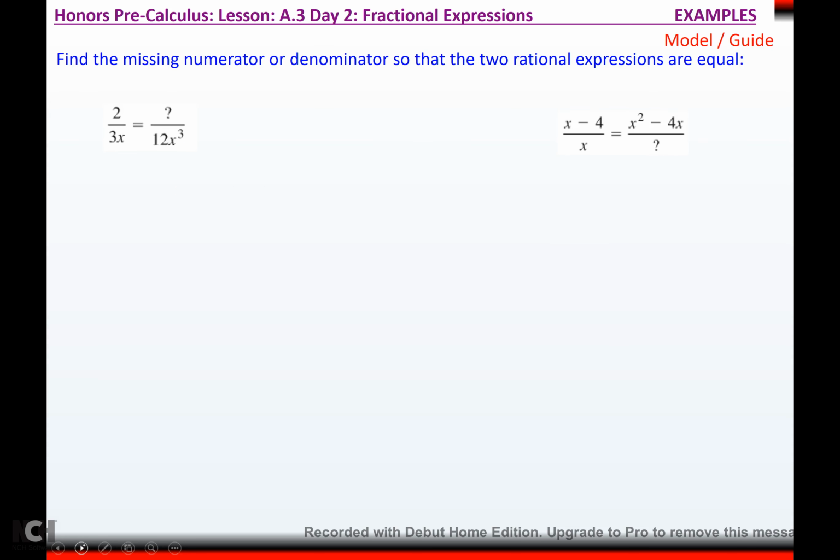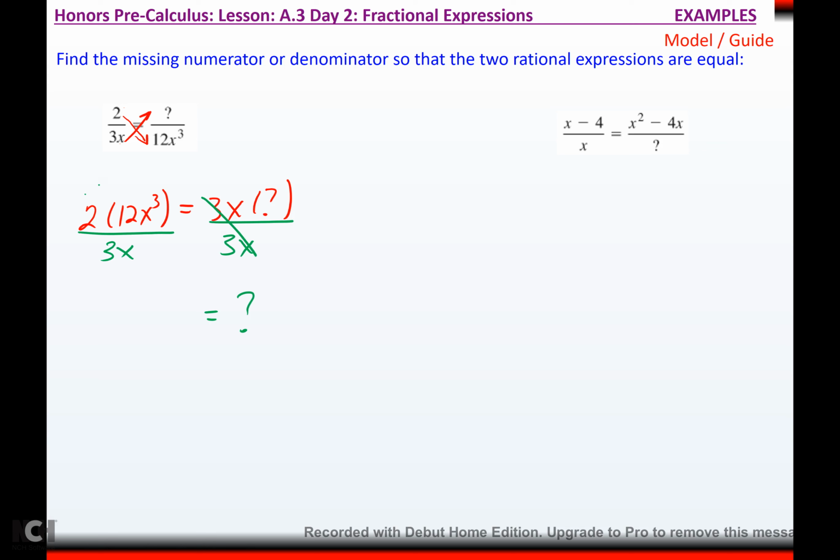Alright, so basically they're trying to figure out what the top would have to be. Well, again, I try and factor every numerator and every denominator, but in my first example, everything's a monomial, so nothing can be factored. So I'm ready to solve the proportion like you learned a long time ago. Product of the extremes, so 2 times 12x cubed, has to equal the product of the means, which is 3x times my question mark. Now, to get my question mark alone, we're going to divide by 3x. And that will get my question mark alone.